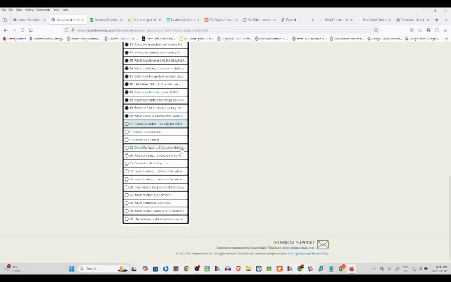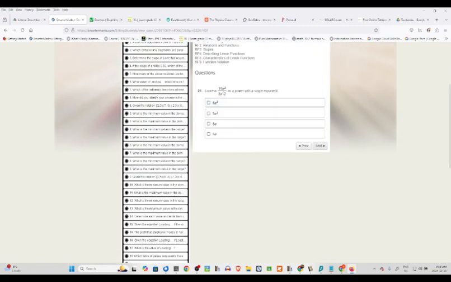And we are getting close to the end here. We express this as a power with a single exponent. Well, 10 over 2 is 5. So that gets us down to either b or d. A negative exponent brings it up to the numerator. So we have x squared times x, which is x cubed.